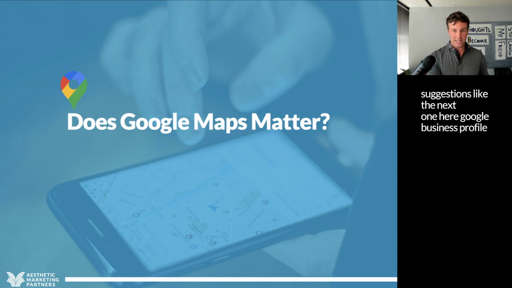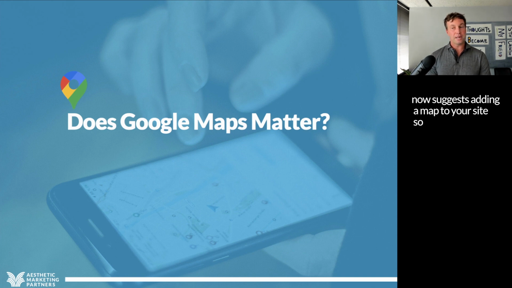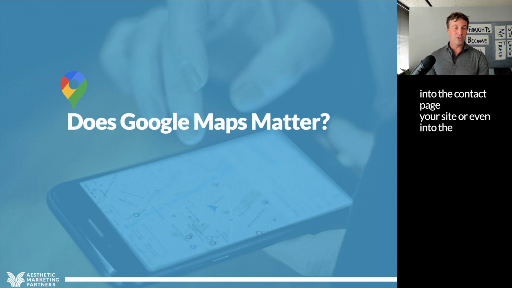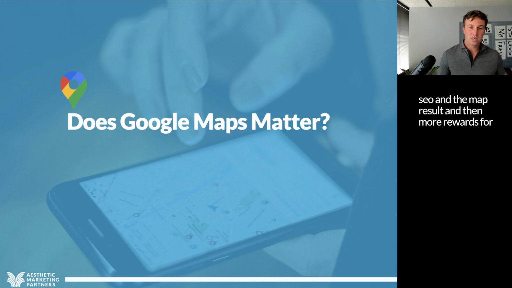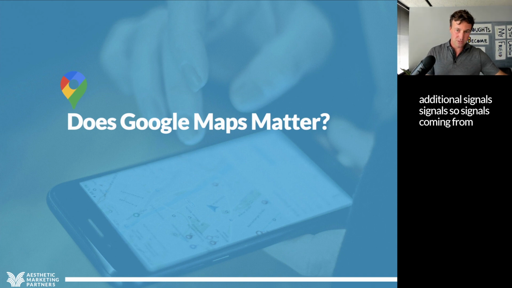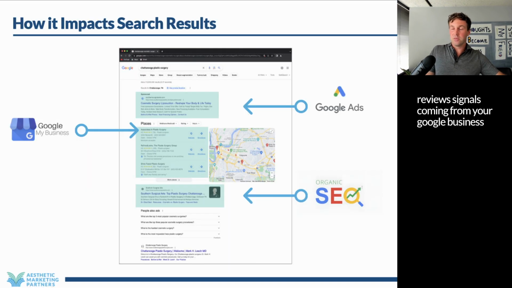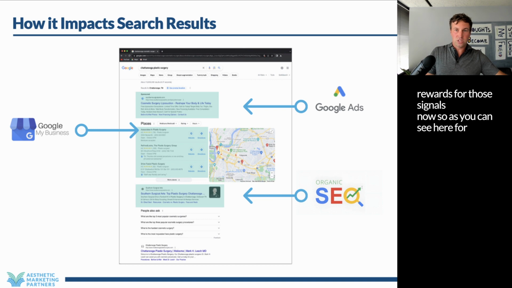All the suggestions, like the next one here: Google Business Profile now suggests adding a map to your site. One of the suggestions they give you is to embed a map. You can embed a map from Google right into the contact page of your site or even into the footer, and that can help strengthen your organic SEO and the map result. And then there are more rewards for additional signals, signals coming from reviews and signals coming from your Google Business Profile itself. You're getting more rewards for those signals now.